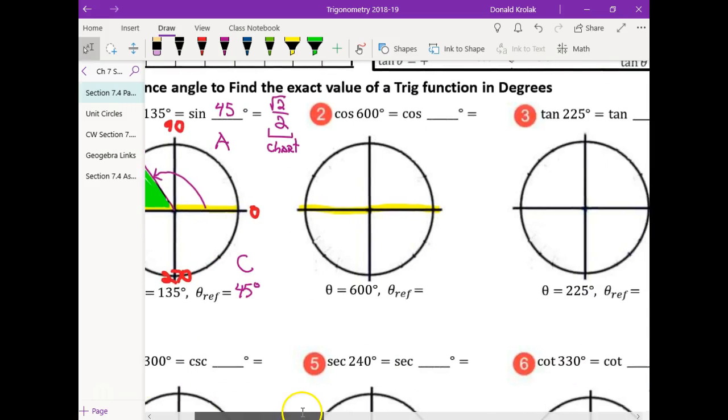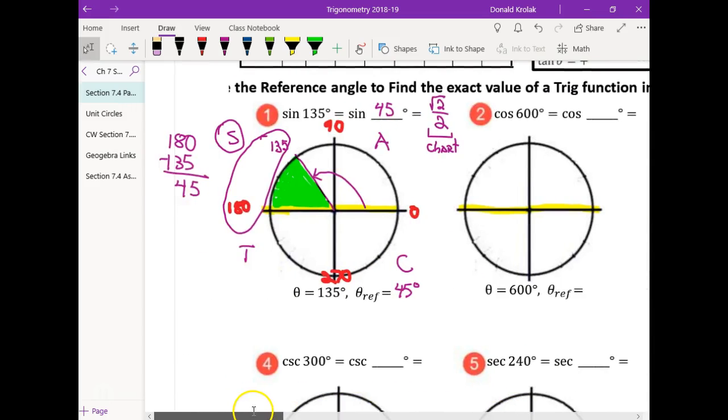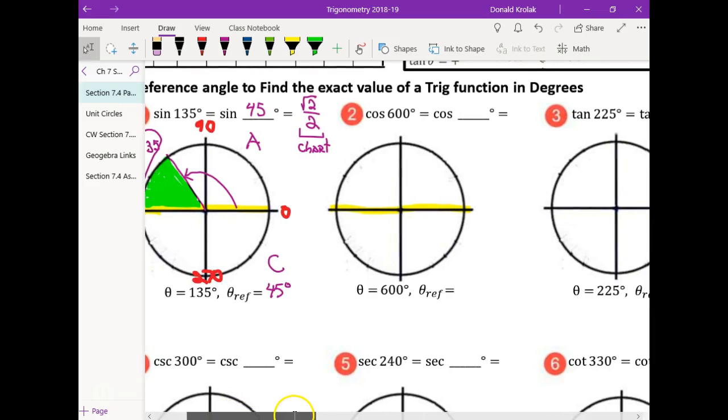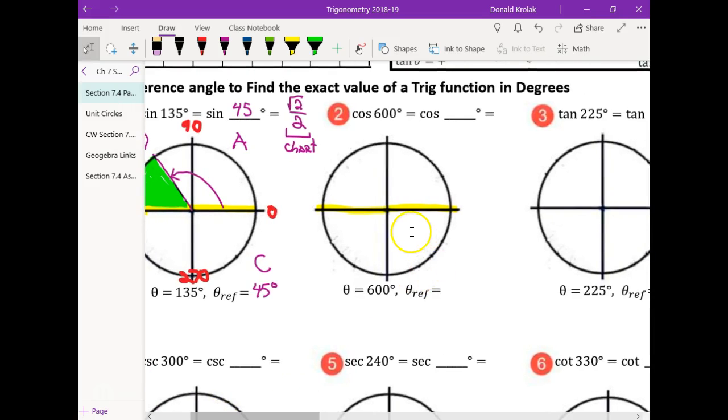Okay, all right, 600 degrees. So that angle's bigger than 360. So we gotta find a coterminal angle between 0 and 360. Okay. All right, this is what we worked on last week then.